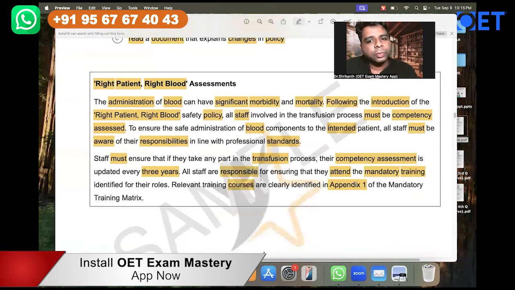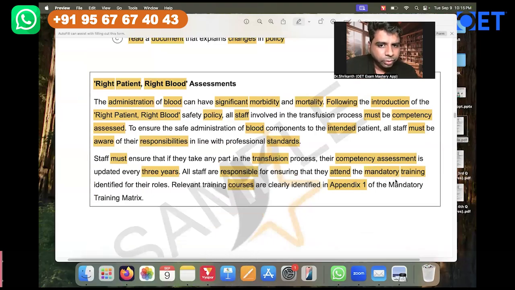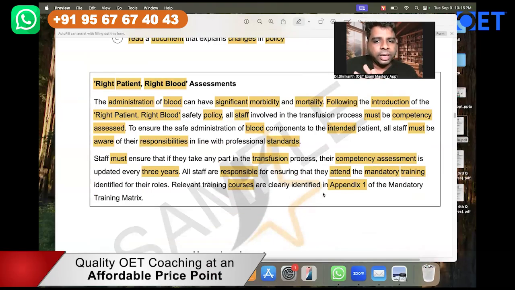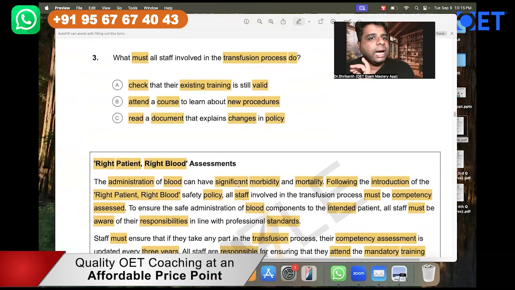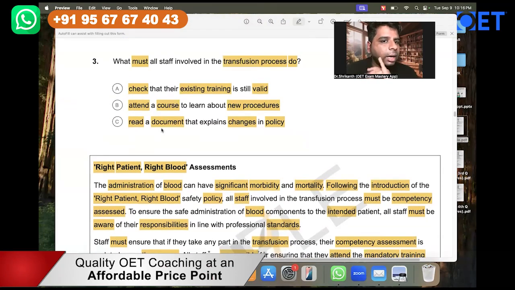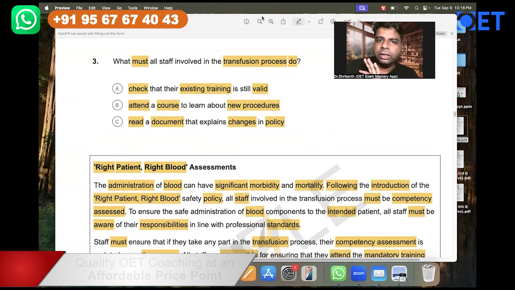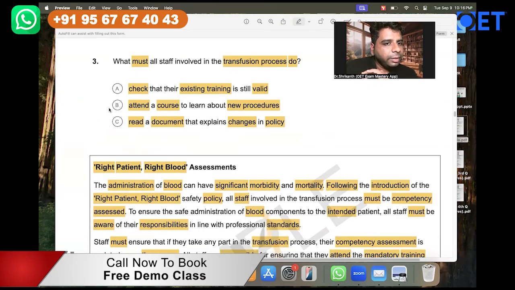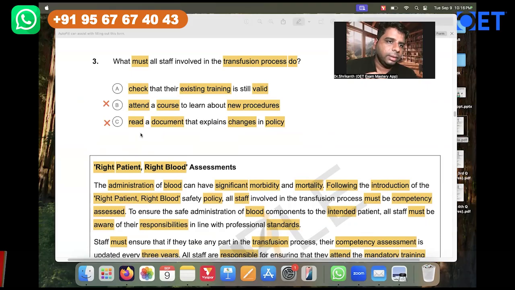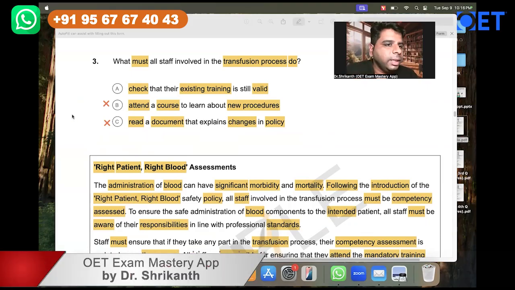So here they're telling they are responsible for ensuring they attend the training program and relevant training process. So there is no obligation that they have to compulsorily read a document and attend a course. So even if you are struggling with choosing answer option A, you must be able to eliminate B and C. So if you have eliminated B and C, then even if you are not too sure about answer option A, you can choose answer option A.